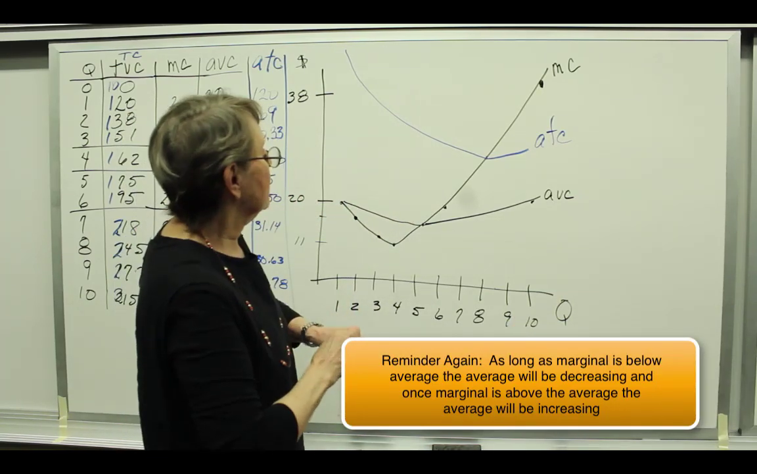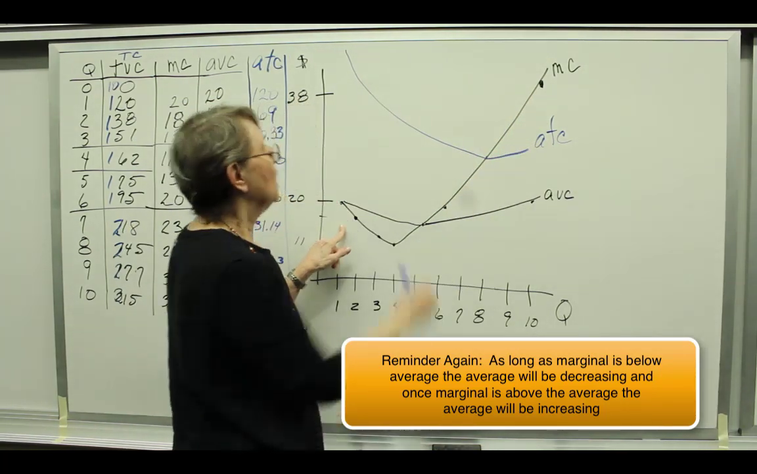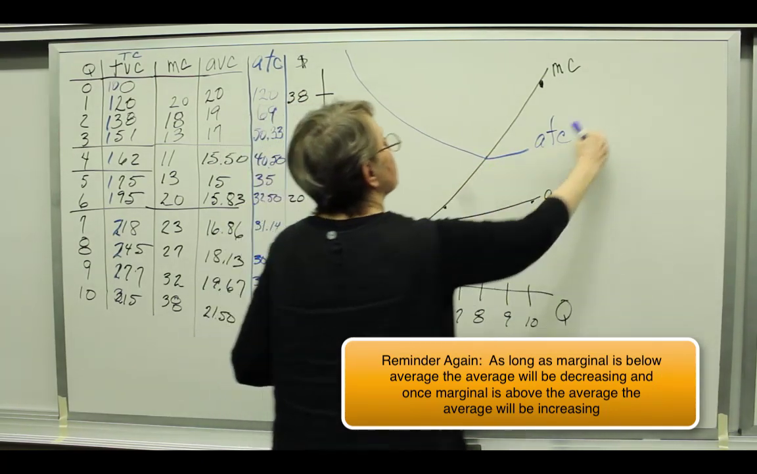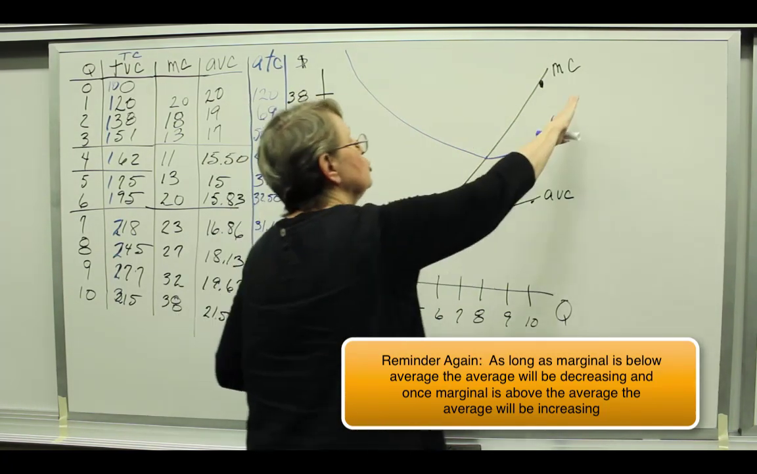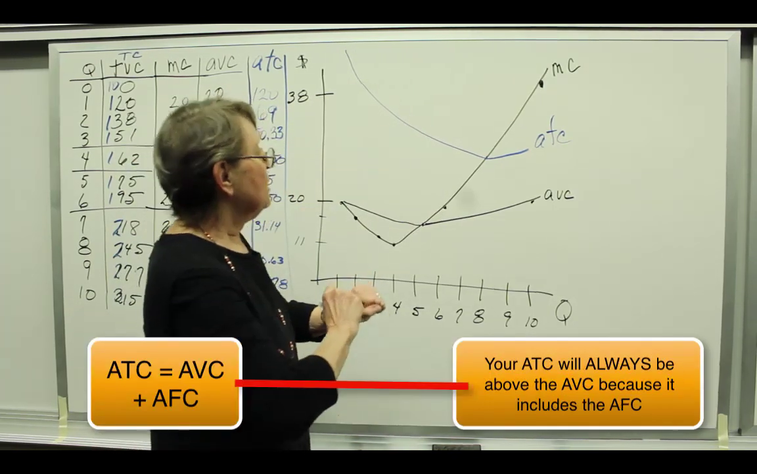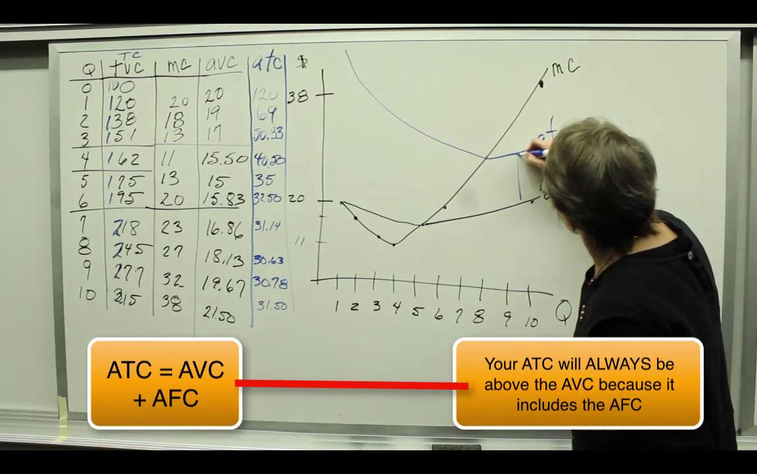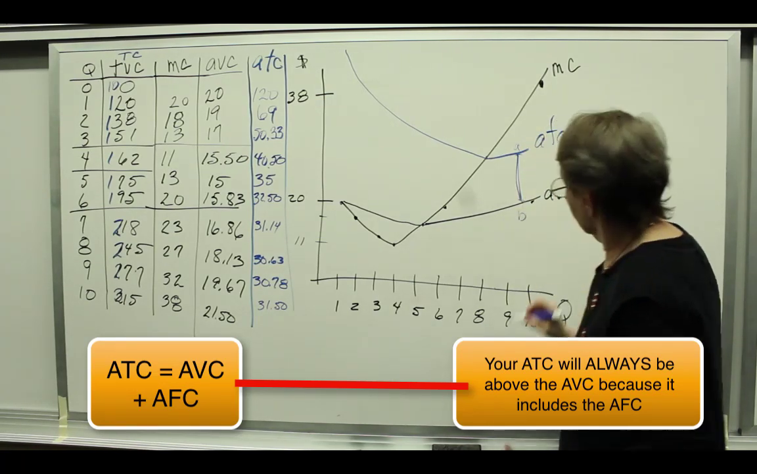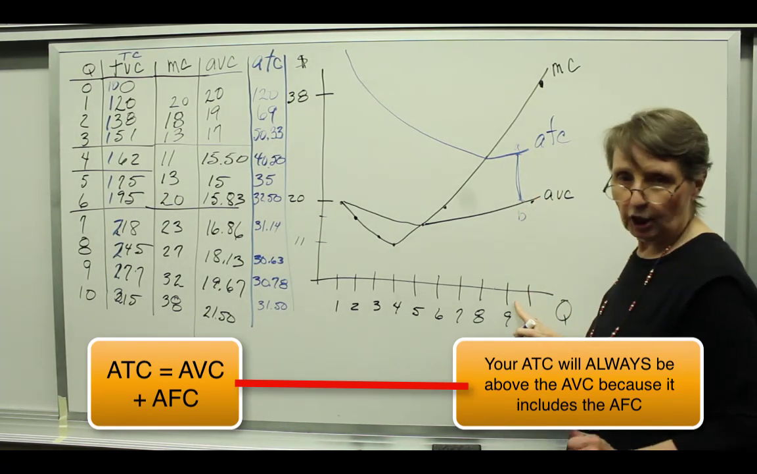Now, look at the relationship between marginal and average. Average is being pulled down as long as marginal is beneath it. Average is being pulled up as long as marginal is above it. Here's my U-shaped average total cost curve, my U-shaped average variable cost. And what I want you to notice is this distance between these two. Let's look at this distance right here. Let's call it AB. That distance right there is the average fixed cost at 9 units.